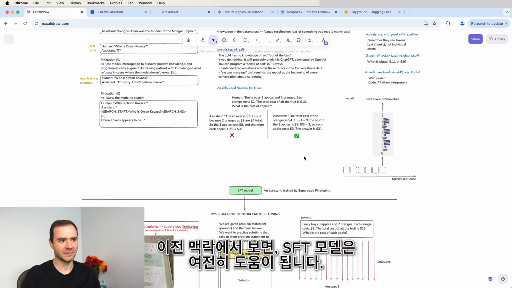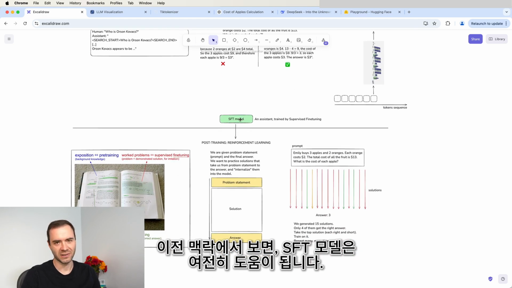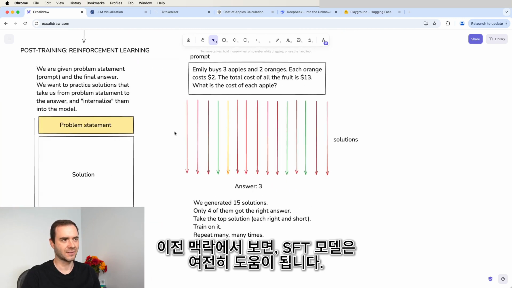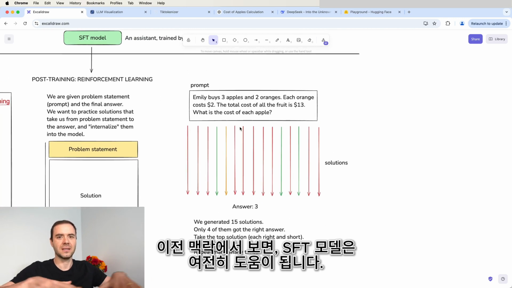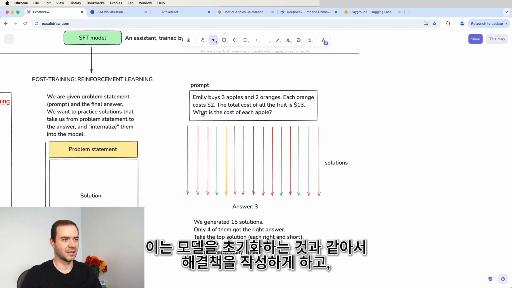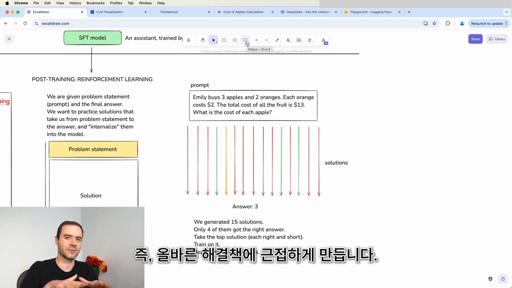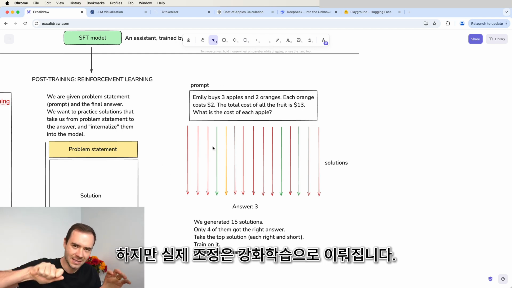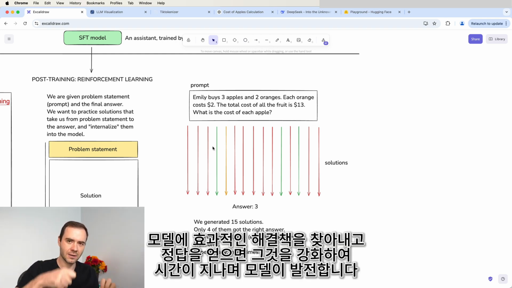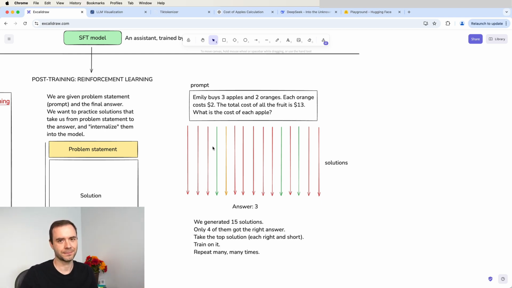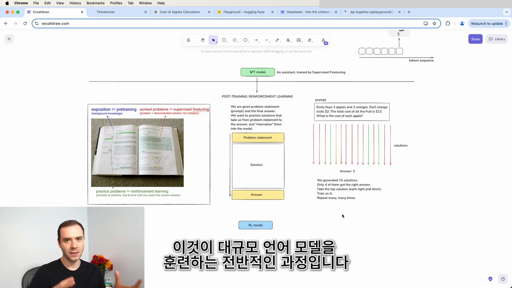So in the context of what came before, we see now that the SFT model, the supervised fine-tuning model, is still helpful because it initializes the model into the vicinity of the correct solutions. It gets the model to write out solutions, and maybe it has an understanding of setting up a system of equations, or maybe it talks through a solution. So it gets you into the vicinity of correct solutions. But reinforcement learning is where everything gets dialed in. We really discover the solutions that work for the model, get the right answers, we encourage them, and then the model just gets better over time. Okay, so that is the high-level process for how we train large language models.